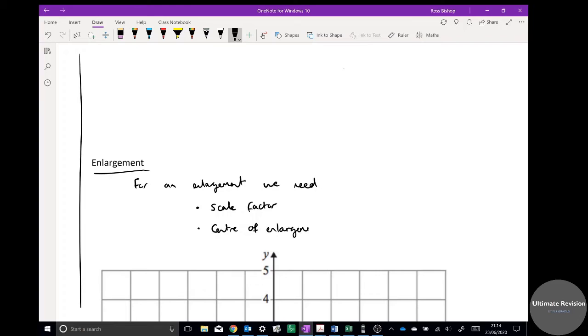Now the scale factor tells us how much bigger or smaller the object becomes. If you have a fractional scale factor, like a half or a third, the object actually gets smaller. So it's still called an enlargement even though it's getting smaller. And the center of enlargement tells us where the object will go.